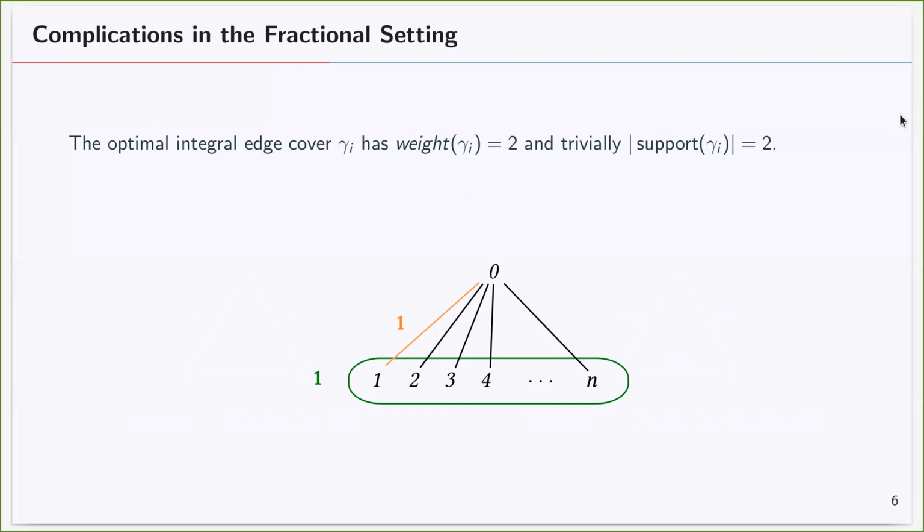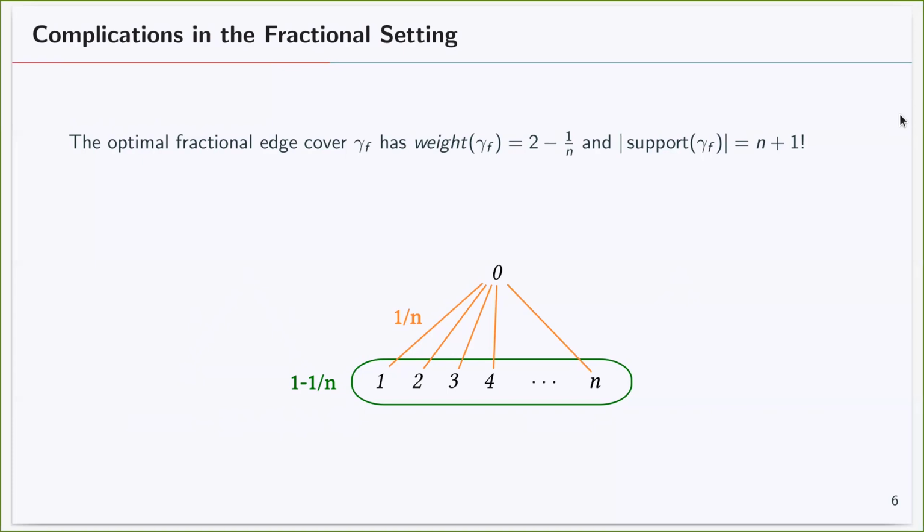And in an integral edge cover, of course, the support is the same as the weight of the cover, because if it's not 0, then the weight is always 1. But in a fractional setting, things become a bit more interesting now. We see the optimal cover of such a graph assigns weight 1 over n to all these edges from 0 to another integer that are marked in orange here. So then we see 0 is covered because it has n edges, each with 1 over n weight incident to it.